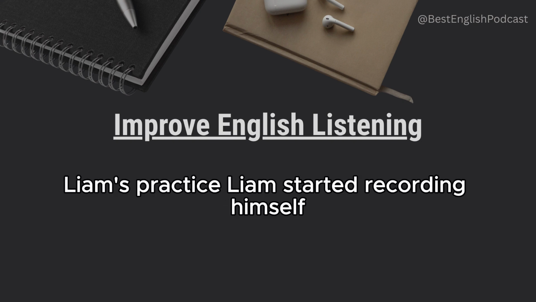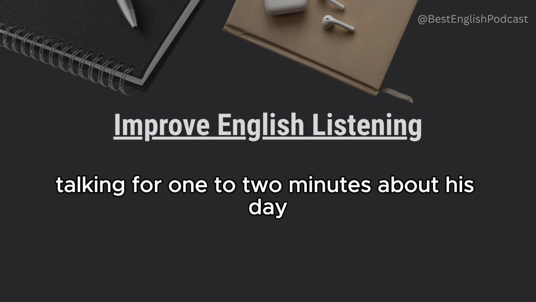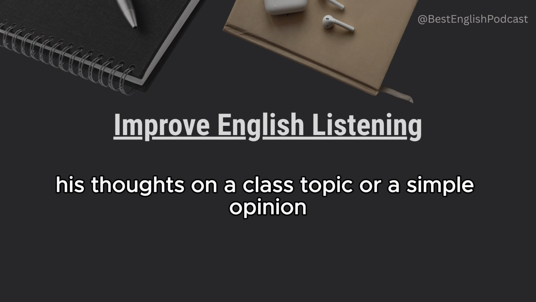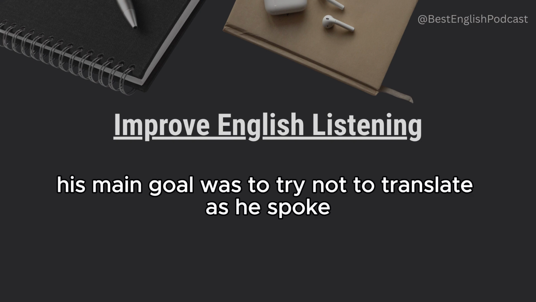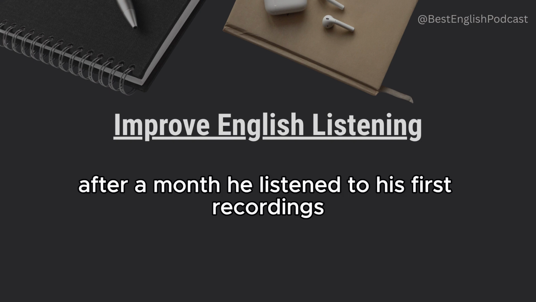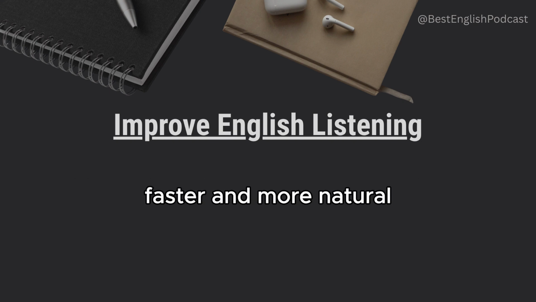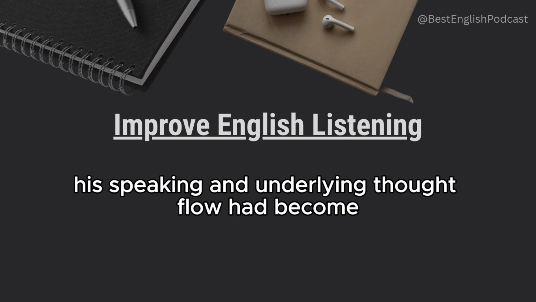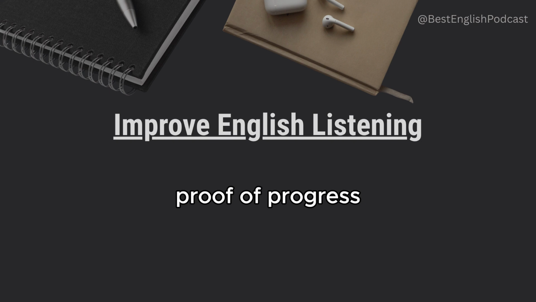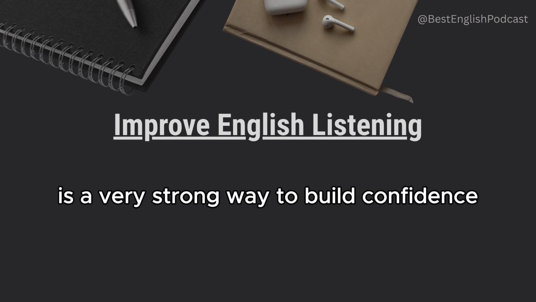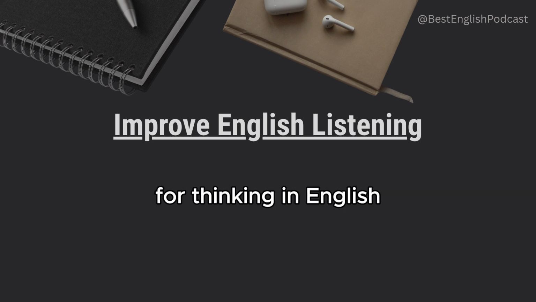Liam's practice. Liam started recording himself talking for 1 to 2 minutes about his day, his thoughts on a class topic, or a simple opinion. His main goal was to try not to translate as he spoke. After a month, he listened to his first recordings and was truly surprised by how much smoother, faster, and more natural his speaking and underlying thought flow had become. This clear proof of progress is a very strong way to build confidence for thinking in English.